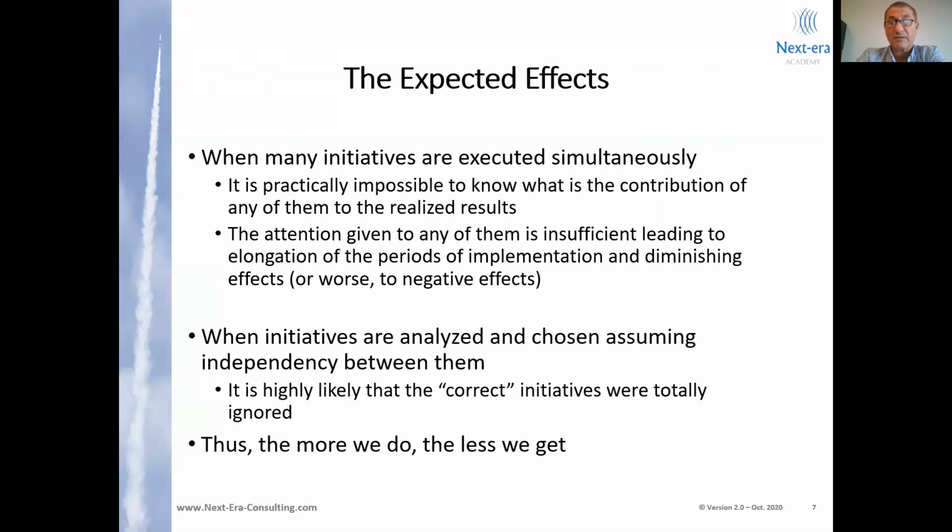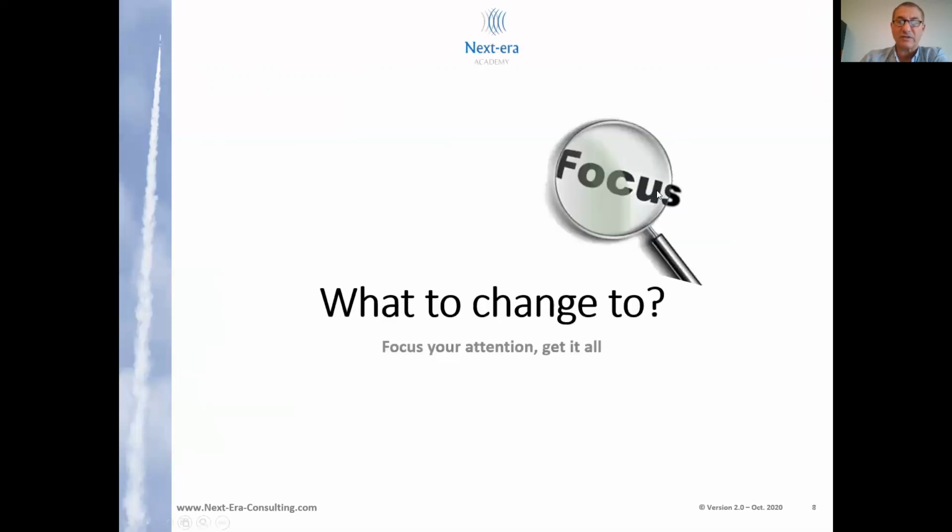So the result is that the more we do, the less we get, but people tend to measure themselves by how much they are occupied. So the fact that they are doing many things gives them the false sensation of progress. Actually, the real thing is that the progress is smaller than was possible, or worse, it is not progressing at all.